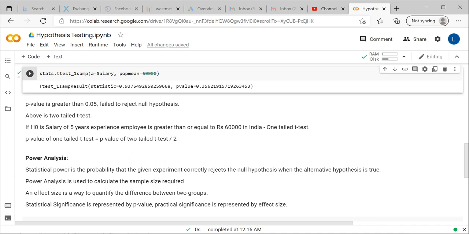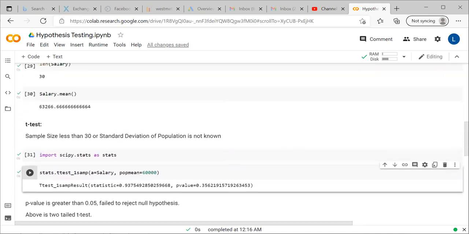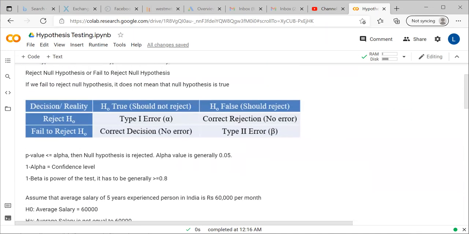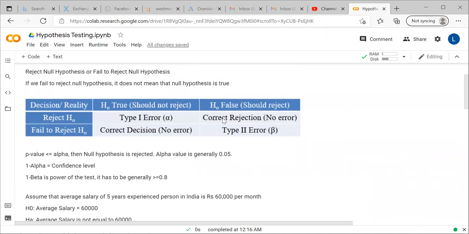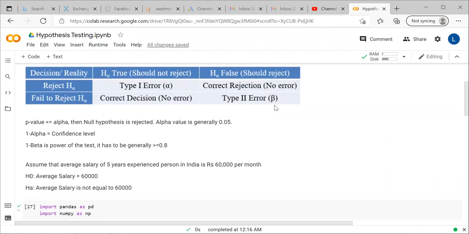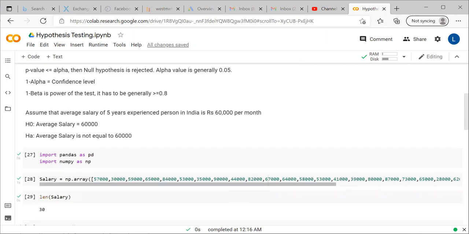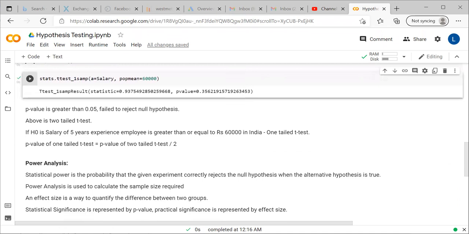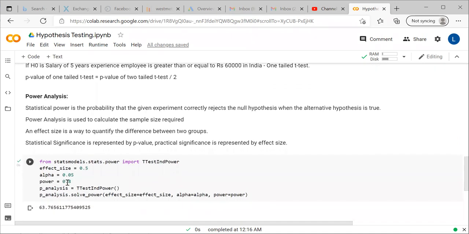So we have considered only the statistical significance here. Whatever the type 1 error, alpha, is what we have considered. But have we checked the type 2 error? For that, we have to use power analysis. In general, we have already said that we require a power of 0.8. Statistical power is nothing but the probability that the given experiment correctly rejects the null hypothesis when the alternate hypothesis is true.